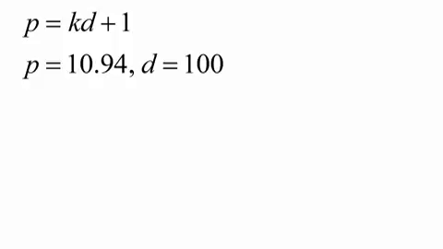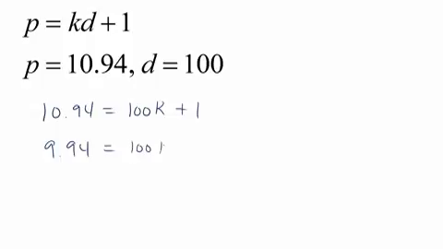So we have our equation P equals KD plus 1, and we know that when P is equal to 10.94, D is equal to 100. So we'll make those substitutions into the equation and solve for K. So 10.94 equals K times 100, which is 100K plus 1. Now subtracting 1 from both sides gives us 9.94 equals 100K. Dividing both sides by 100, we get K is equal to 0.0994.